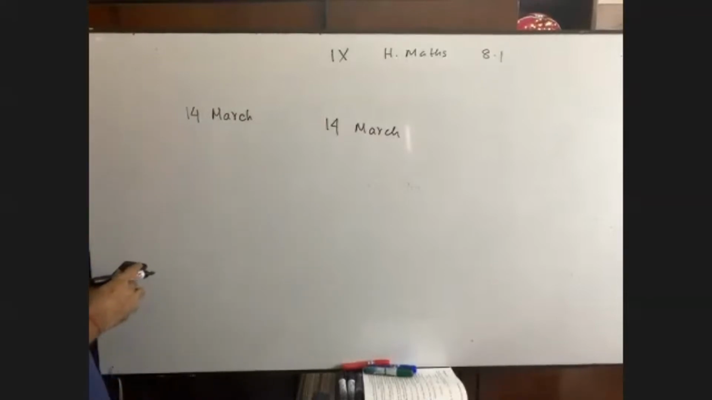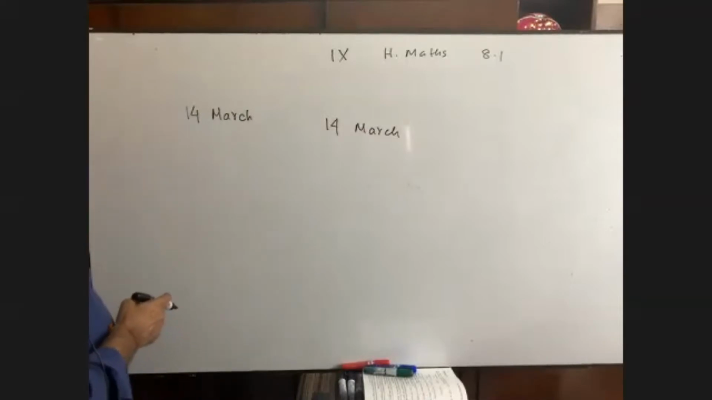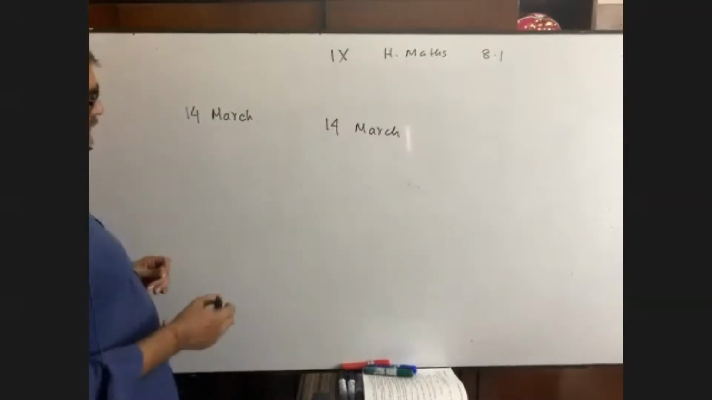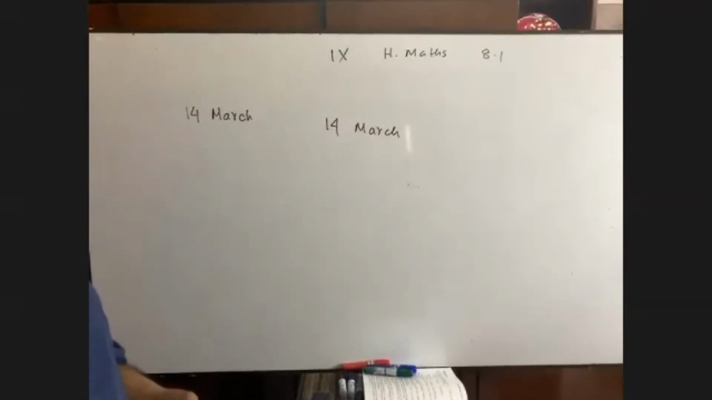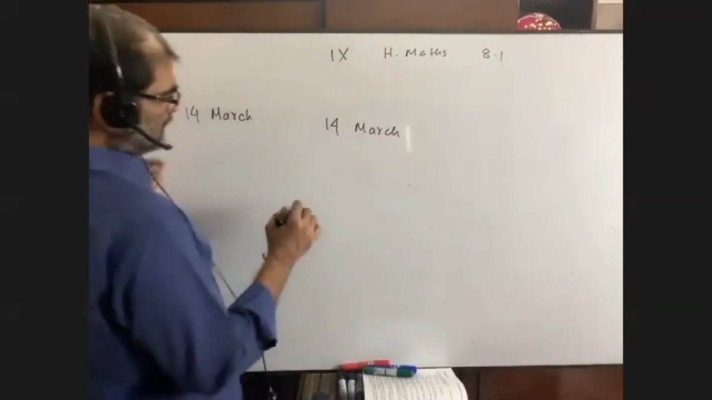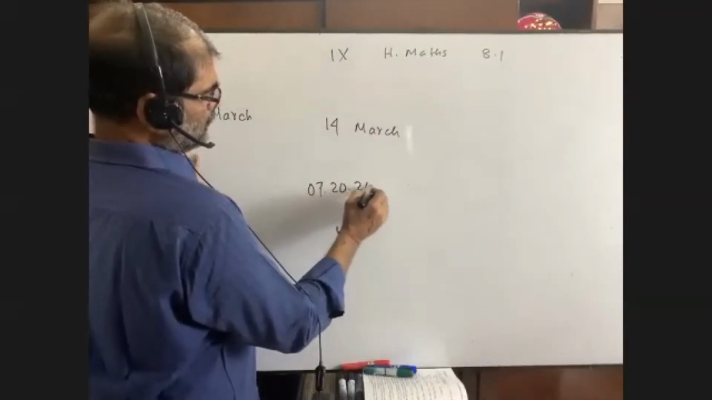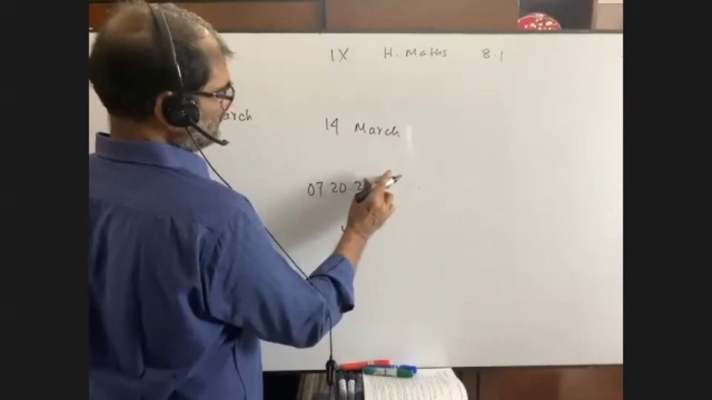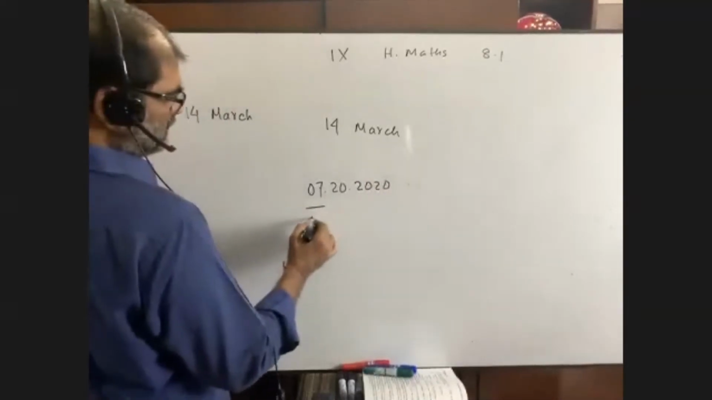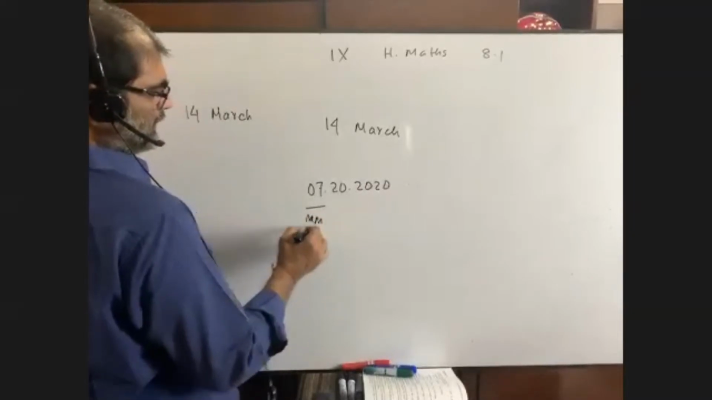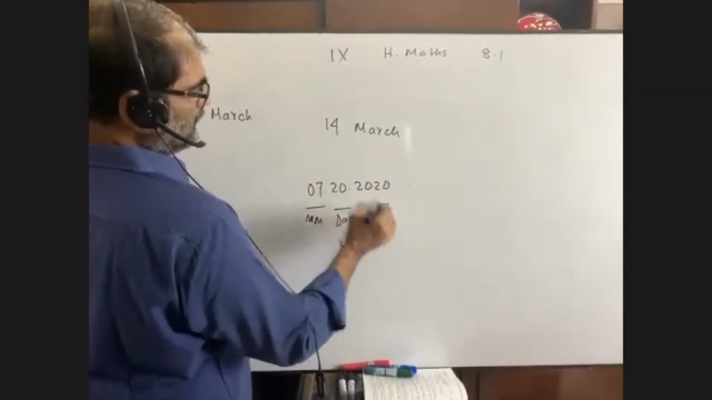Now, in our computer, we have a tendency to write down the month at first. Suppose today is, what is the date today? 20 July. But in computer, you'll say 07/20/2020. Am I right? Yes, sir. I mean, it is month, then day, then year.